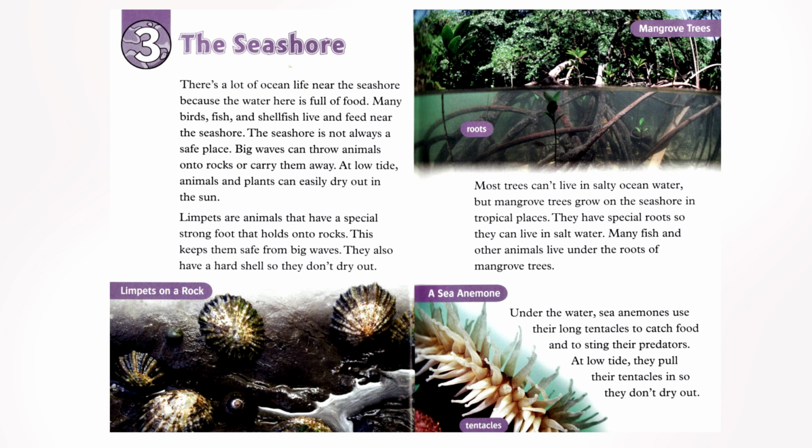Under the water, sea anemones use their long tentacles to catch food and to sting their predators. At low tide, they pull their tentacles in so they don't dry out.